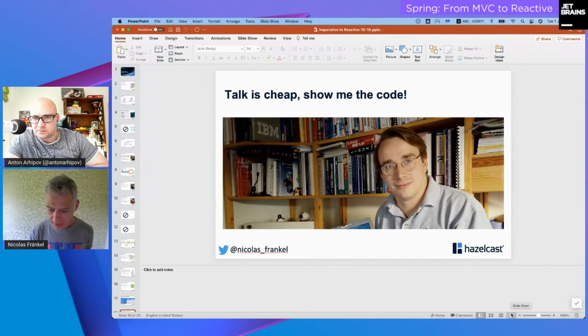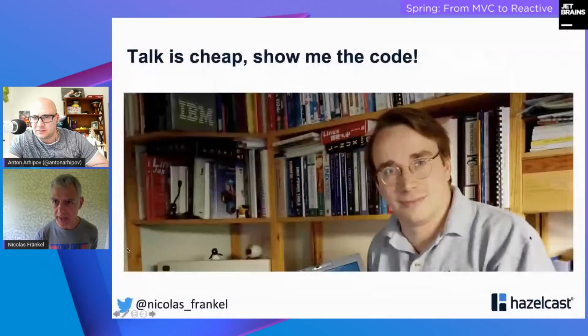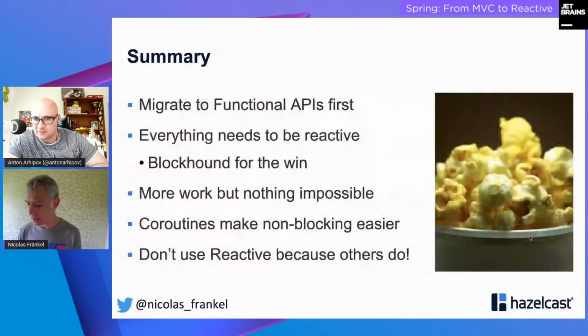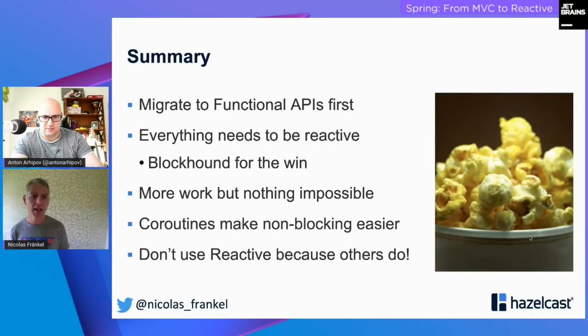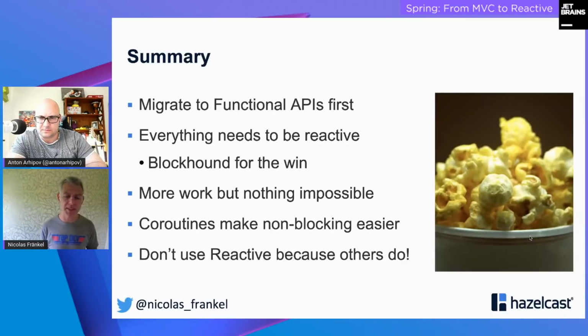Right? Yeah, exactly. I will just finish my slides so I can have my sum up, and then I can give all the references. So this is my summary. If you are using Spring WebMVC, just migrate to functional APIs first, just to realize it's a different coding model. Once you start migrating to reactive, everything needs to be reactive, or you will be losing a lot of the benefits. And for that, just use block counts. It's definitely more work, but nothing is impossible.